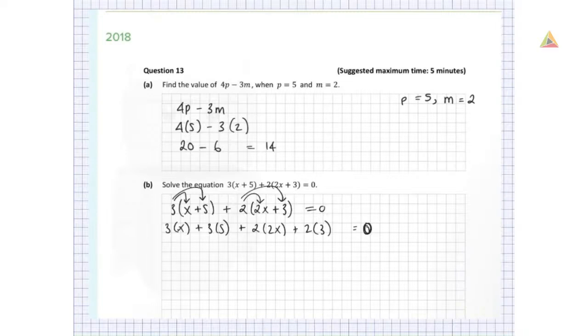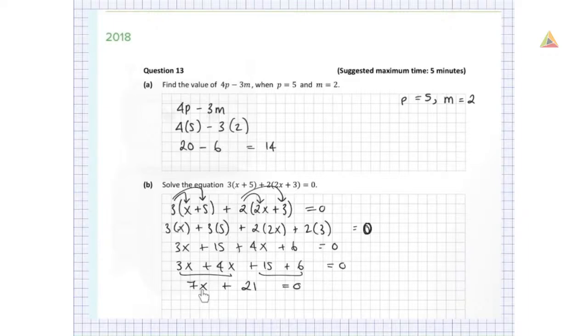So 3 by x gives us 3x, 3 by 5 is 15, 2 by 2x is 4x, and finally 2 by 3 is 6, and that equals 0. Now on the left hand side we want to get x's, so we're going to try and get rid of the numbers. So let's group them together first of all. So 3x plus 4x plus 15 plus 6 equals 0, so we can group these together. 4x plus 3x gives you 7x, and 15 and 6 gives you 21, and that's equal to 0.